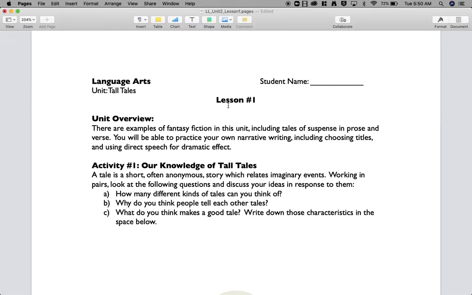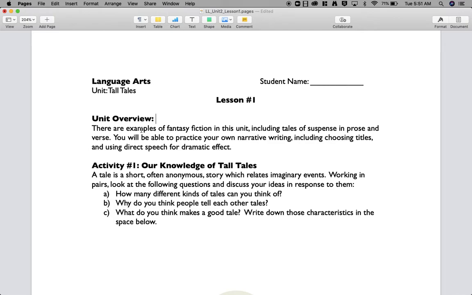Okay, so here's my mouse. You should be able to see that. Lesson 1, Tall Tales. Here's the unit overview. We're going to be finished this unit in maybe about 2 to 3 weeks. So, well, it's not a terribly long unit. I had to cut out a few things just because we are online as opposed to in person.